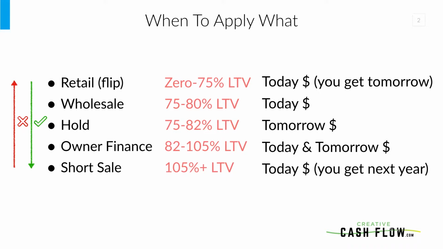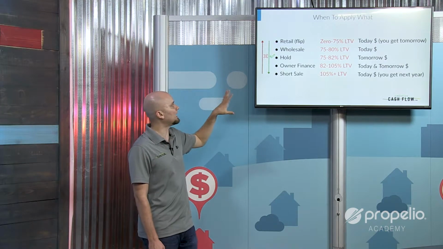Let's say that you get a deal at 85 cents. Well, you can owner finance it, but you can't hold it, you can't wholesale it, you can't retail fix and flip it, right? So that's why I've got it in this order. You can look at it and say, hey, the lower I get it, the more options I have. I can choose any of these options according to what my needs are right now.